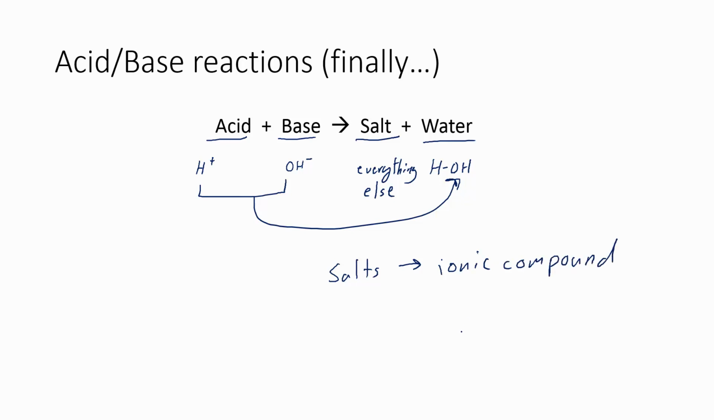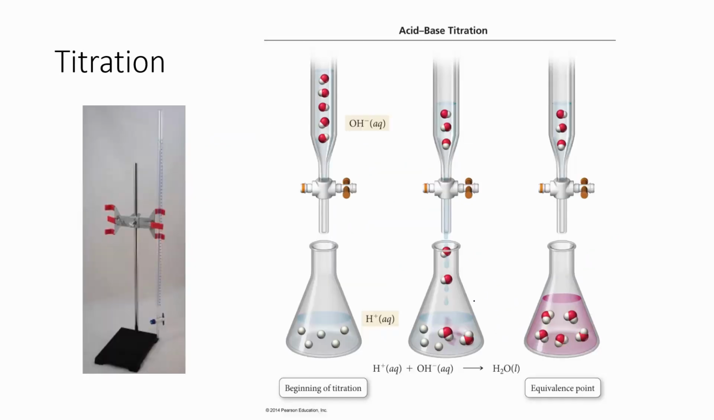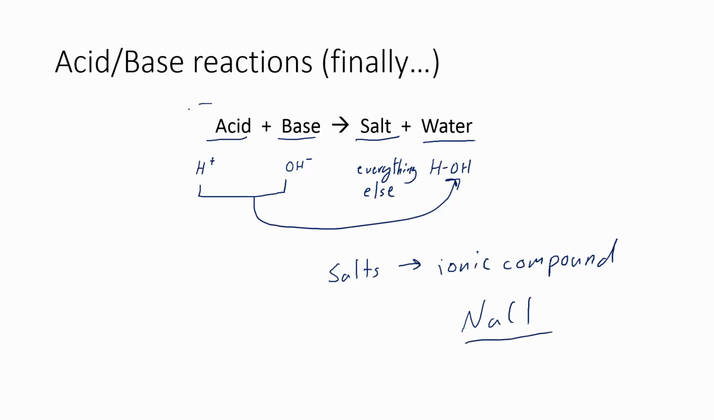Table salt is sodium chloride, but it's a salt because it's an ionic compound. All right, so we've done a large number of these acid and base reactions already. Hydrochloric acid plus sodium hydroxide. What does this make? H and OH go together to form water.